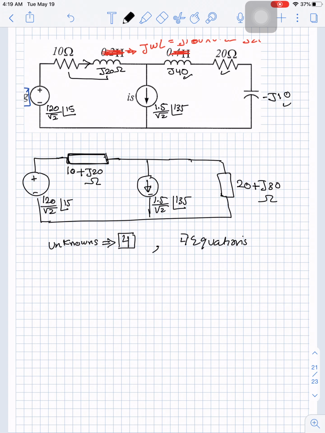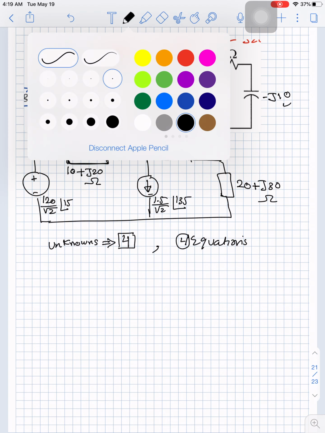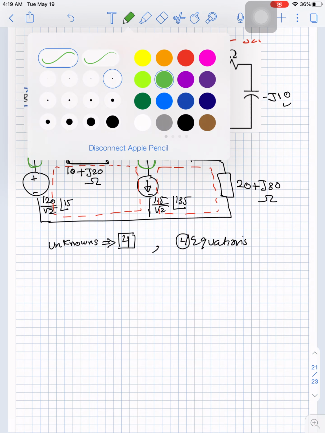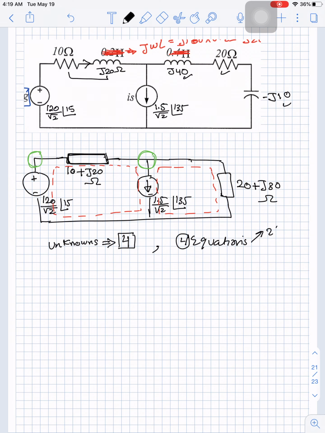So how we will get these 4 equations? We will get these 4 equations using KCL and KVL. So how many KVL we can do? We can do 2 KVL. So we can do 1 KVL here, and we can do 1 KVL here. How many KCL we can do? We can do 2 KCLs. We can do 1 KCL here, and we can do 1 KCL here. So these are the 4 equations. So these 4 equations can be obtained by doing 2 KVL loops and 2 KCL, and you are done. You can solve the circuit.